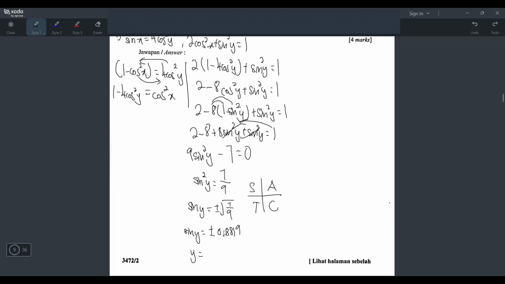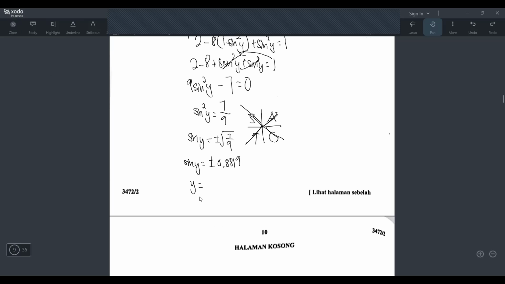Now your sine value is positive or negative? It's actually positive and negative. It can be positive and negative. It means you take all 4 quadrants, because sine is positive in the first quadrant and the second quadrant. But your sine is actually negative also, so the third quadrant too. It means you have to take all 4 quadrants, right? But before you get the answer for the 4 quadrants, you need to find your reference angle first.